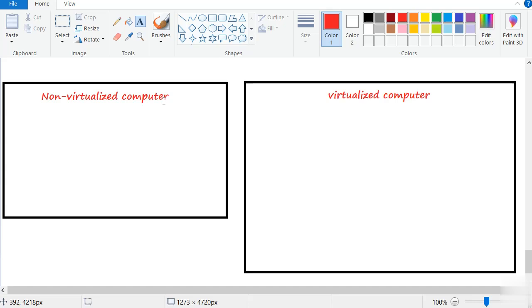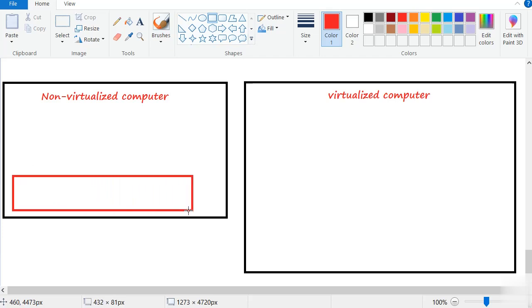But nowadays, all the computers, all the CPUs are virtualized computers. All the laptops are using virtual machine software implementation. How they are implementing, we will see now. First, I will show you a non-virtualized computer, how in the initial days it looked like, and how they implemented it.